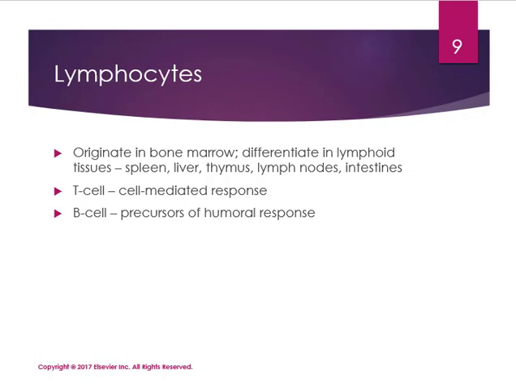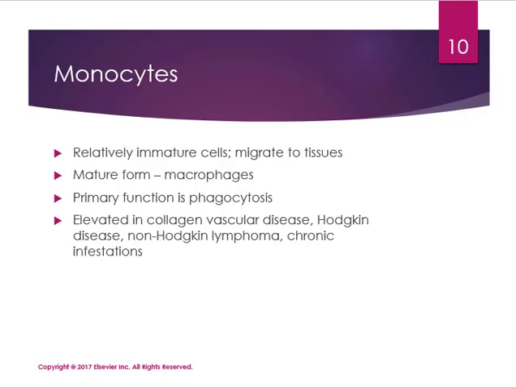Another agranulocyte is our monocytes, and those are relatively immature cells that circulate for about 8 hours before they migrate into tissues where they assume the role of macrophages. Once they've developed into macrophages, they are primarily found in the liver, spleen, and the lymph nodes in the GI tract. They are the first line of defense against microbial invasions, and their primary function is phagocytosis of bacteria and cellular debris.